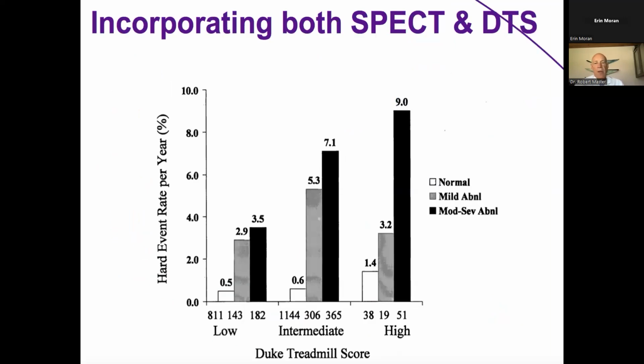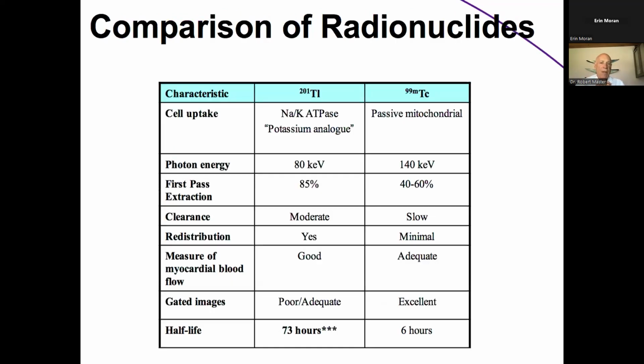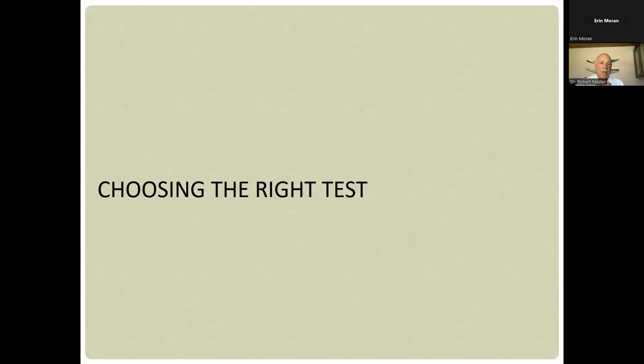And if you incorporate the Duke treadmill score plus the thallium, so if you exercise people and then do a nuclear study and you combine that information, this is looking at a low, intermediate, and high Duke treadmill score, and then a normal, intermediate, and high risk thallium. If people have a high Duke treadmill score and their thallium is very abnormal, then they have the worst prognosis, fairly intuitively. Next slide.